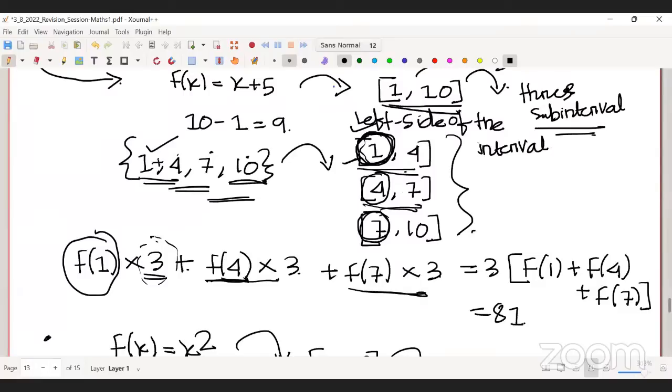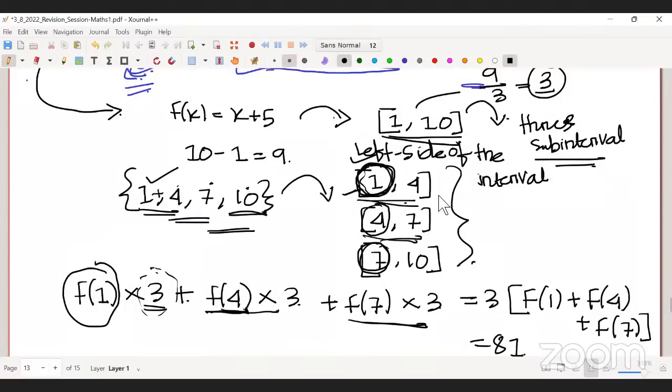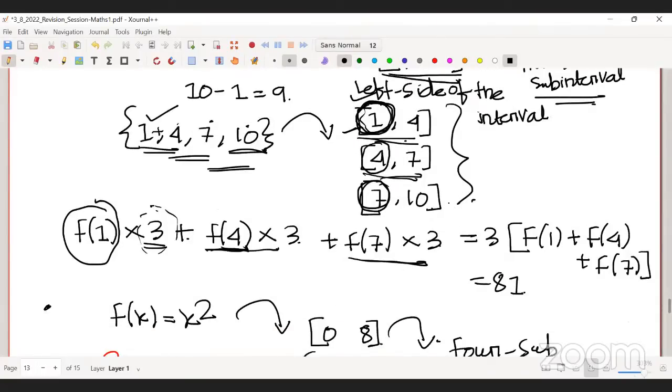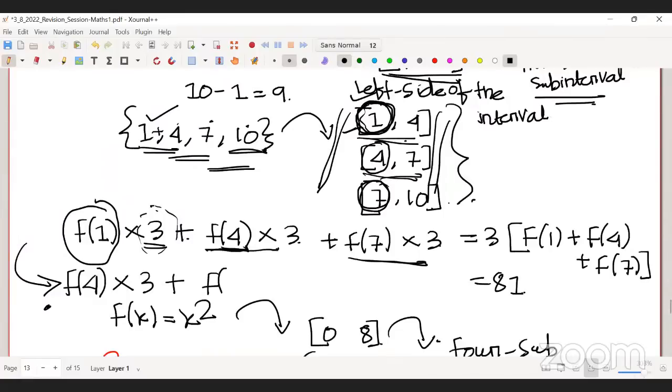Suppose instead of the left Riemann sum, it is asking you to compute the right Riemann sum. Then what do you have to do? Instead of taking the left endpoints, you take the right endpoints. Instead of f of 1, you take f of 4 times the length, then for the second interval f of 7 times the length, then f of 10 times the length.